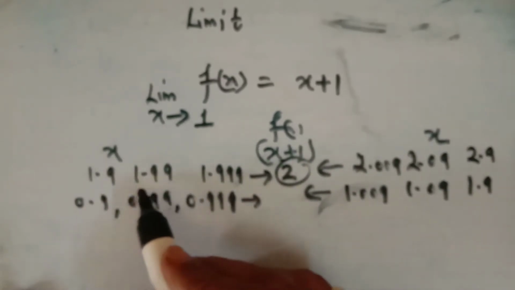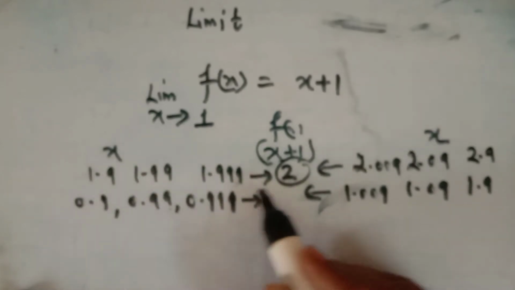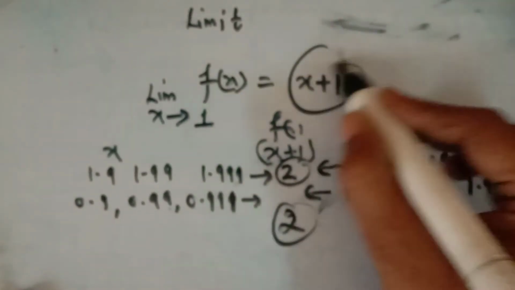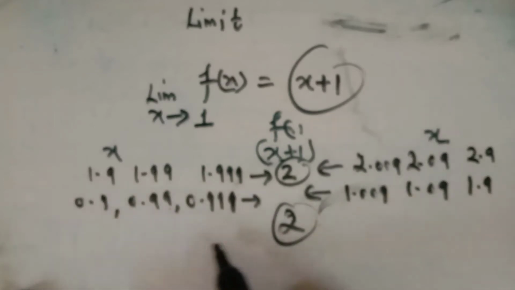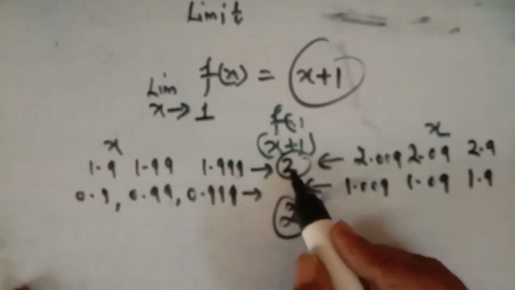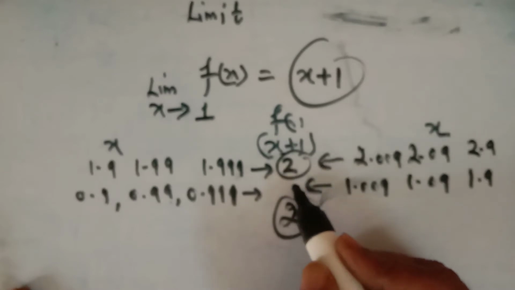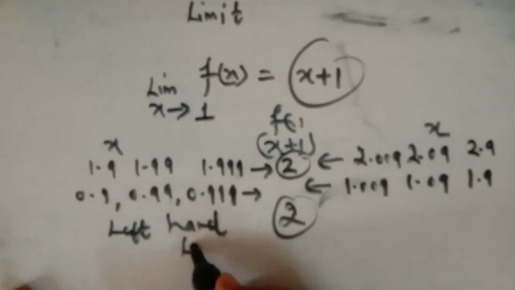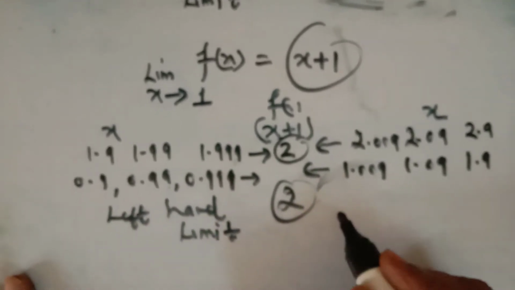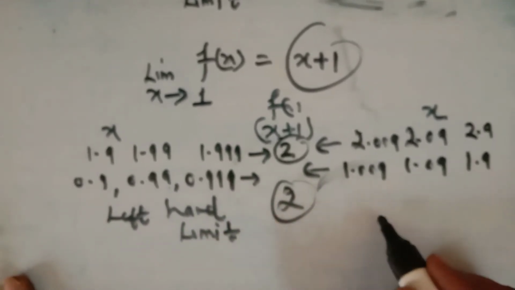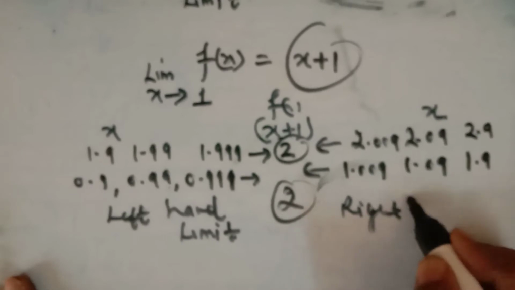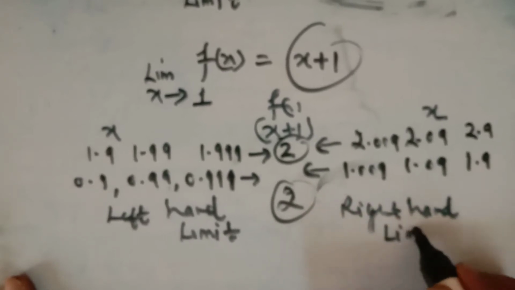That is, as the value of x approaches 1, the value of the function is approaching 2, from the smaller value of 2 or from the greater value of 2. That is, the limit of this function is 2. Now when the variable x is approaching some value from the smaller side, it is known as the left hand limit, and when it is approaching from the greater side, it is known as the right hand limit.